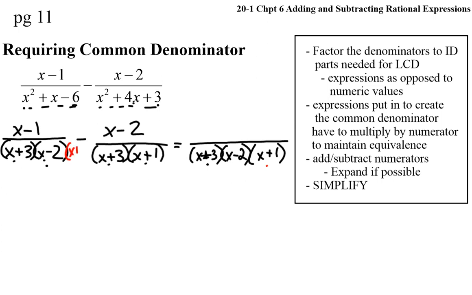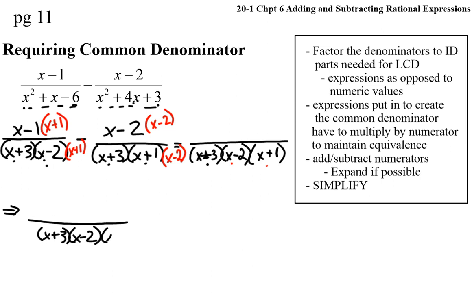So we're going to have to multiply by x plus 1 here. So I'll have to multiply my top by x plus 1. Here, we're missing the x minus 2. So I'm going to have to go x minus 2 to put it to the common denominator. I'm going to have to go x minus 2 up top to maintain equivalence. So I'm going to have to move down just for spacing. Here we go. Our common denominator is x plus 3, x minus 2, and x plus 1, because that's all the parts from each of the two rationals.